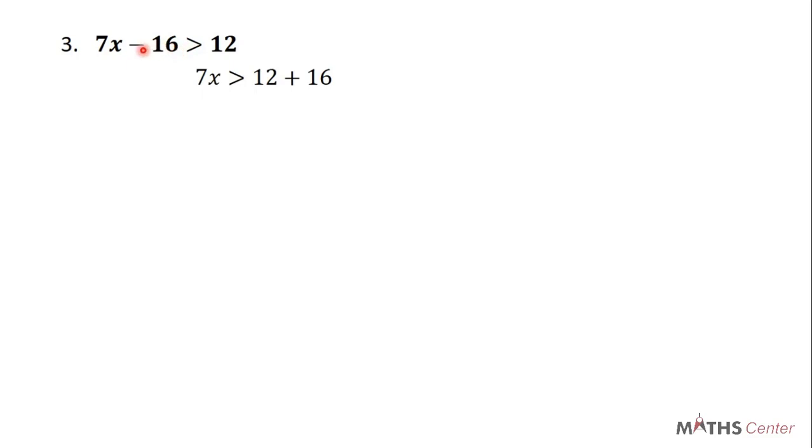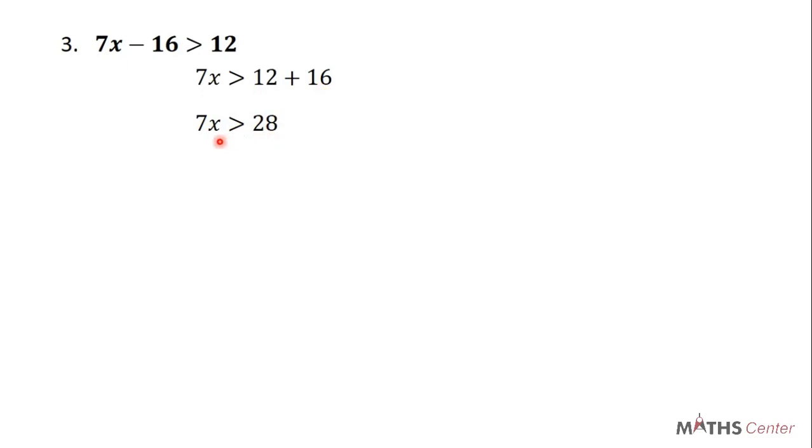Now this 16 is minus. As soon as a number or a term crosses the inequality sign, it changes the sign to the other sign. So if it's negative, it becomes positive. If it's positive, it becomes negative. Here 16 is negative, so when it crosses the inequality sign, it becomes positive. So we are going to have 7x is greater than 12 plus 16. So we are going to get 7x is greater than 28.